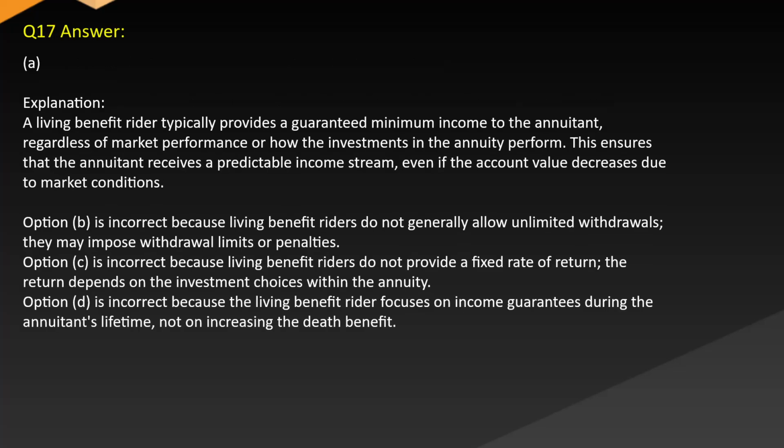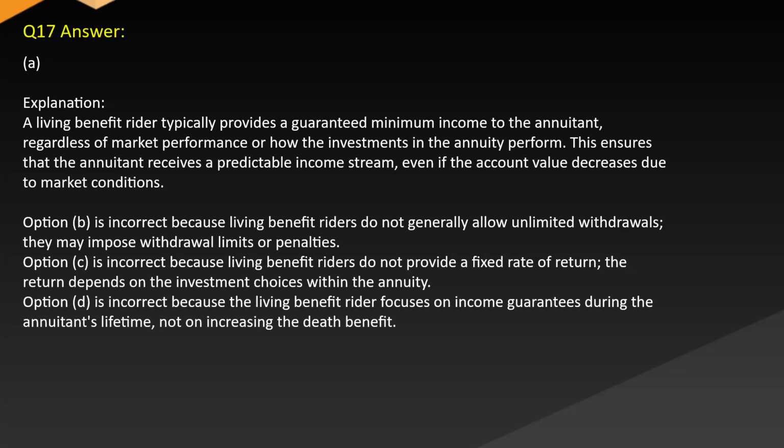Answer A. Explanation. A living benefit rider typically provides a guaranteed minimum income to the annuitant regardless of market performance or how the investments in the annuity perform. This ensures that the annuitant receives a predictable income stream even if the account value decreases due to market conditions.